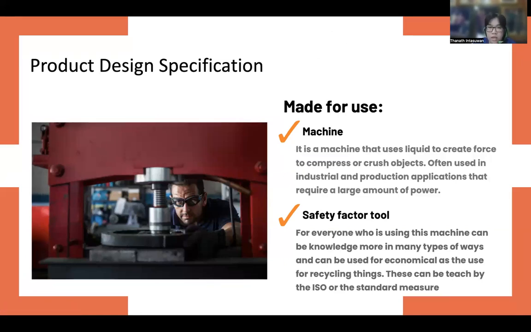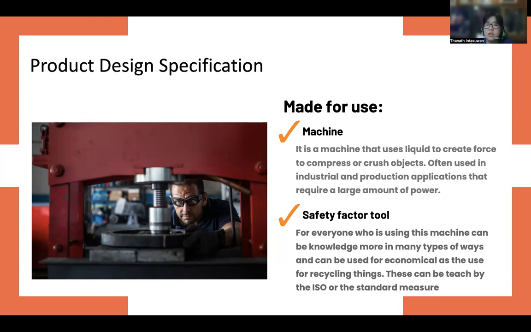For the product design specification, we have a lot of topics to talk about, but the first one is made for use. For the made for use, we have two topics to say: a machine and the safety factor too. We will start with the first one, which is the machine.